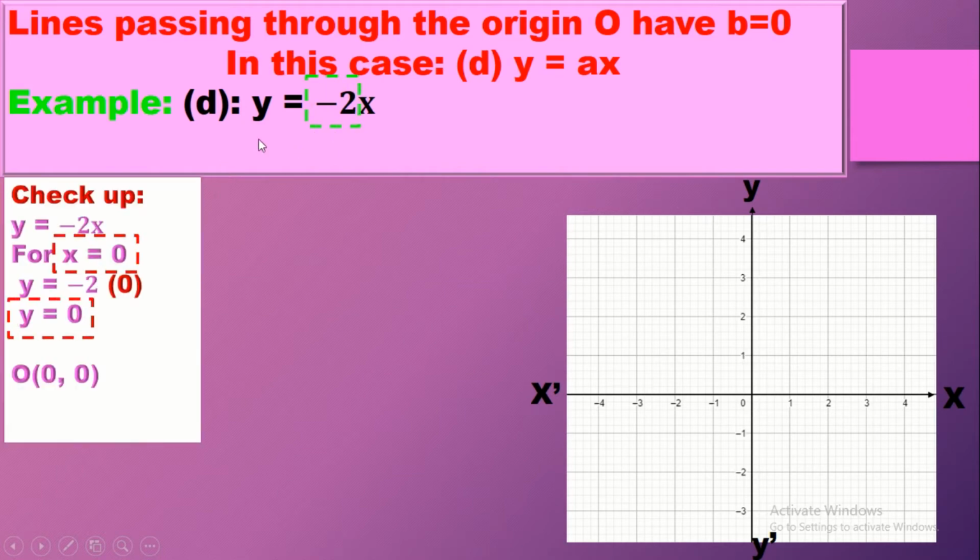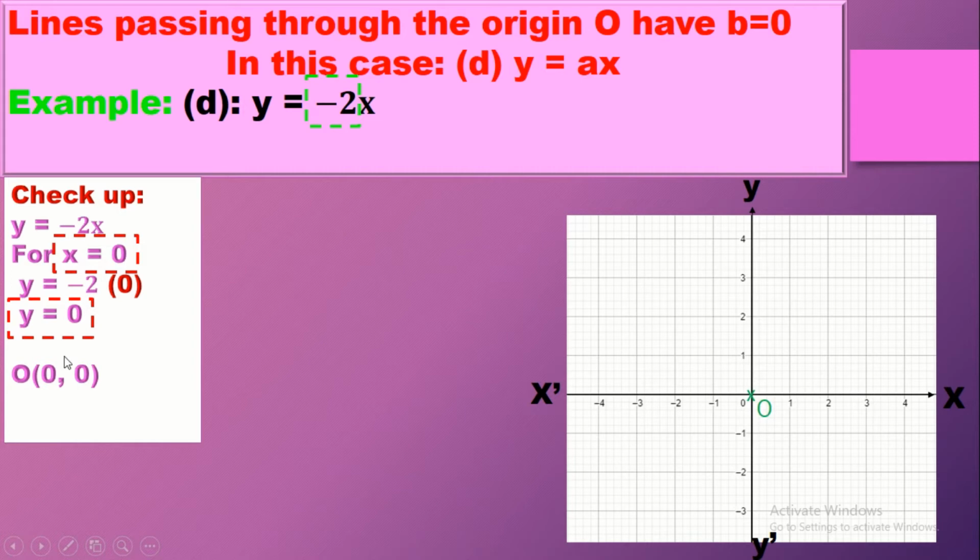To check why it passes through the origin, if we choose x equals 0, what should y be? Isn't it minus 2 times 0? So minus 2 times 0, so y equals 0. Here the coordinates of the particular point are (0, 0), which are the coordinates of the origin O. So we can say that this line is passing through the origin O.